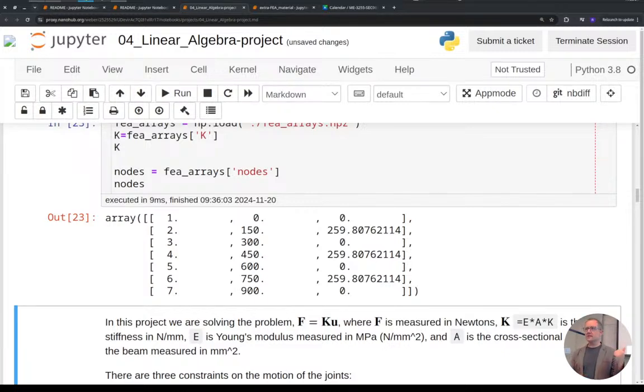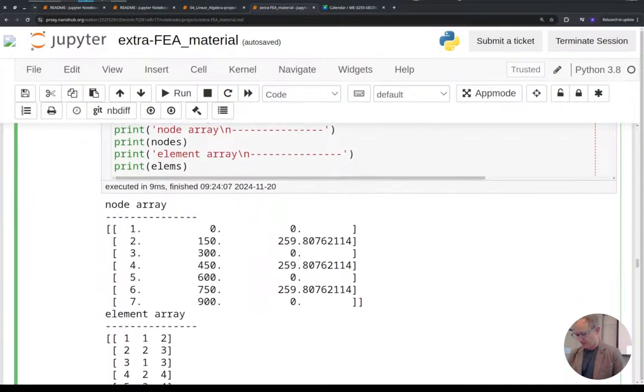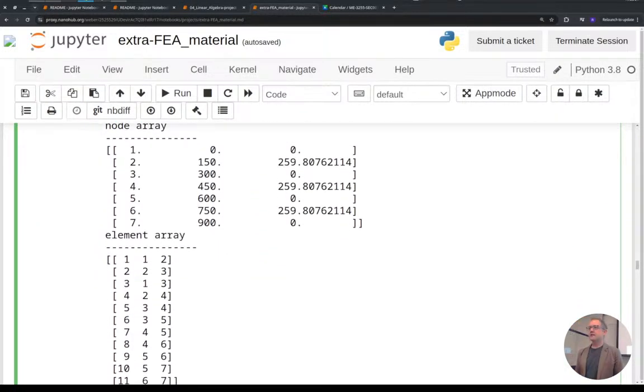So if you're using finite element analysis, this is usually how FEA works. I mean, it's always how FEA works. Your elements are all defined by nodes. So you define a whole bunch of locations in space. Here I've got 7 different XY locations. And then the element array tells you how each of those nodes is connected to each other.